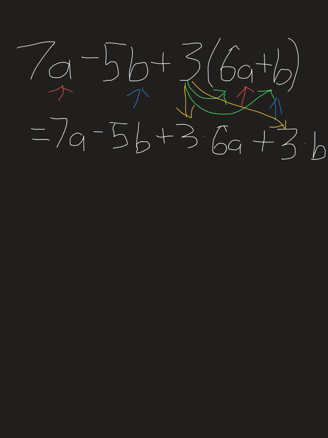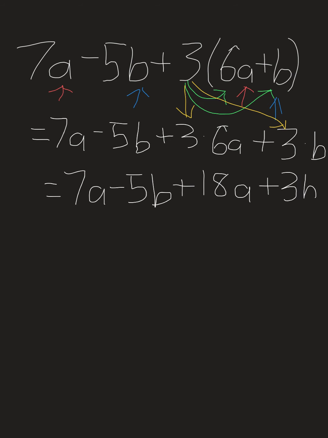Okay, now let's continue to simplify. If we continue to simplify, 7a minus 5b plus, what's 3 times 6? 3 times 6 equals 18. Great job. 18 what? A. 18a plus 3b. Great job.